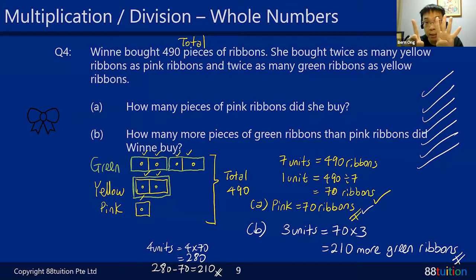Right, got 3 more. So just find the 3 units, will do. So 1 unit is 70, 3 units will be 210. All right, and that's the answer.